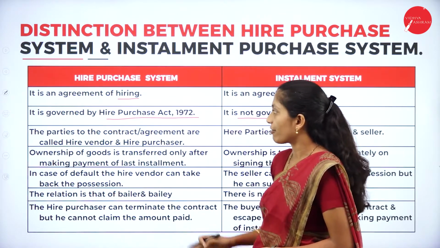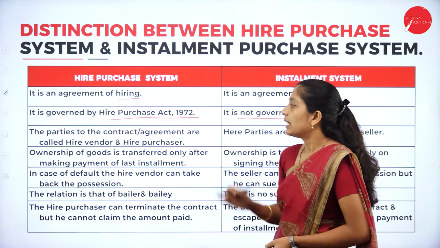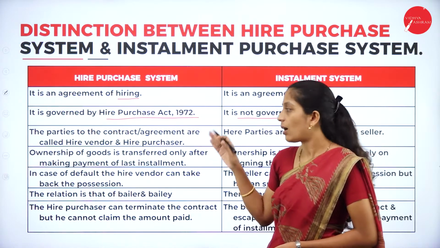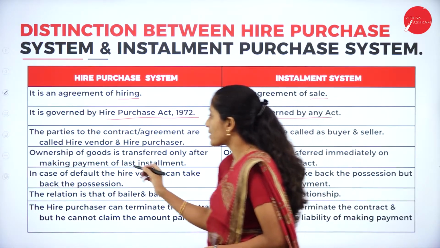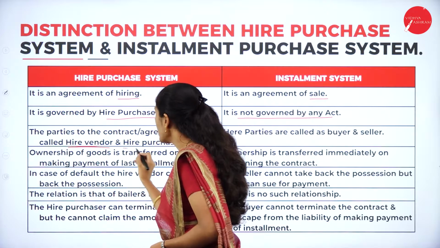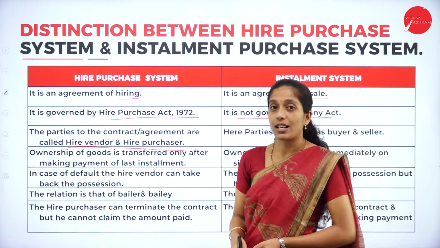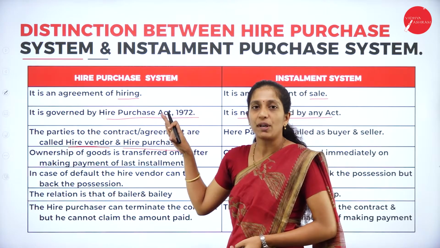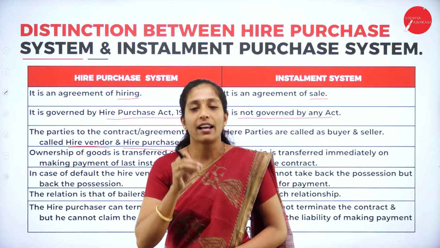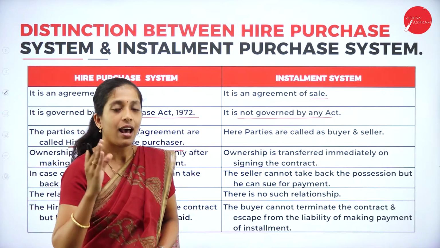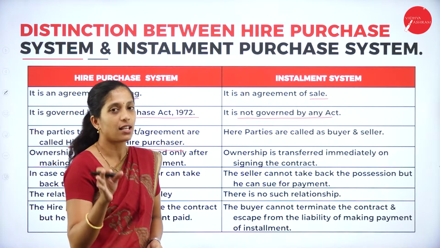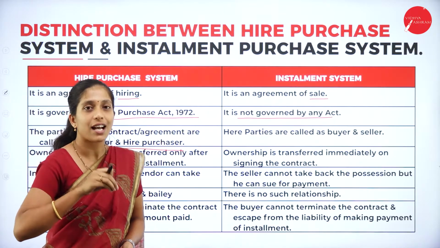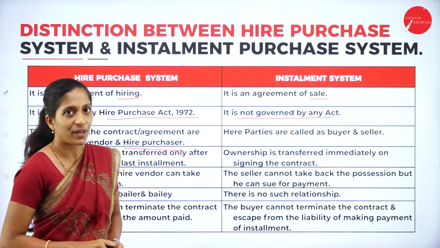So this is the second difference. Now coming to the third difference, the parties to the contract or agreement are called hire vendor and hire purchaser. So this I have told you, under hire purchase system there are two parties, hire vendor or hire seller as well as hire purchaser. So there is a contract between this hire seller and hire purchaser.